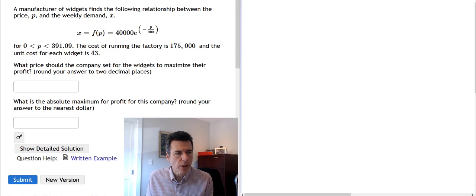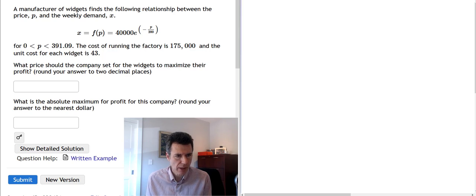In this problem, we are going to maximize profit. So we've got a manufacturer of widgets with the following relationship between price and weekly demand. That's x equals f of p equals 40,000 e to the negative p over 200 for prices between 0 and 391.09. The cost of running the factory is $175,000 and the unit cost for each widget is $43.